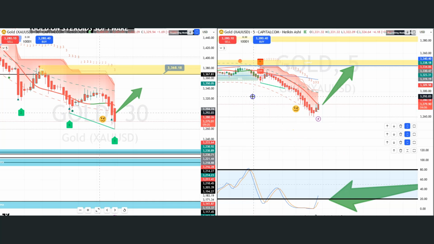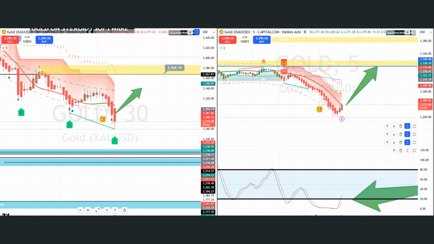The other thing to look out for on the gold on steroids is the number. Number 2 is fine. Number 3 is the strongest signal there is. So look out for that. Really, really important. Let's go into the markets and see what's going on.